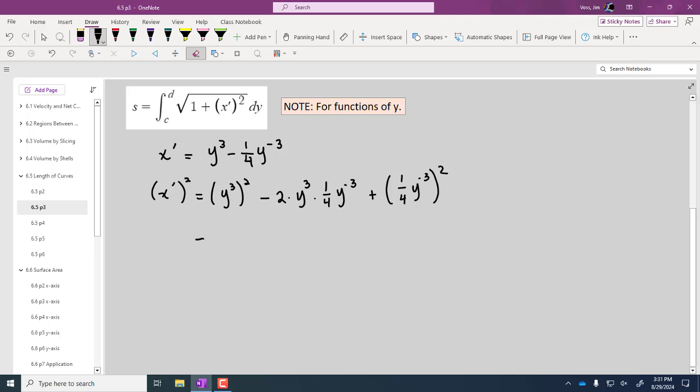And let's focus just on the middle term. When we focus on this middle term, what does it all simplify to? -1/2. That's how we know it's going to be one of these weird perfect square trinomials. So we have that the y cubed times y to the -3, that becomes a 1. And then we have 2 divided by 4, which becomes the 1/2. So that's the x prime squared inside the square root.